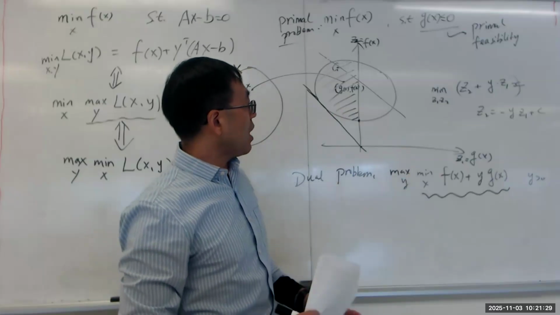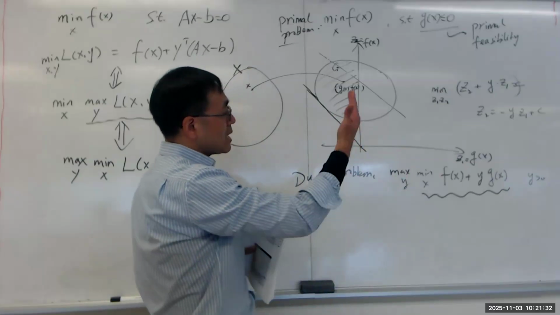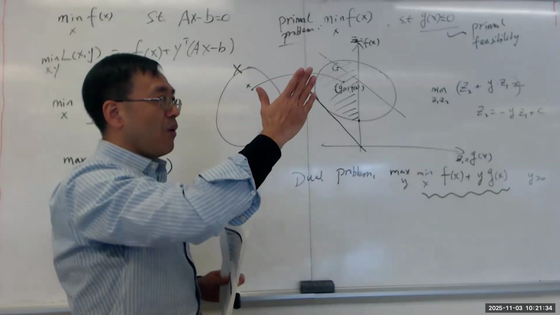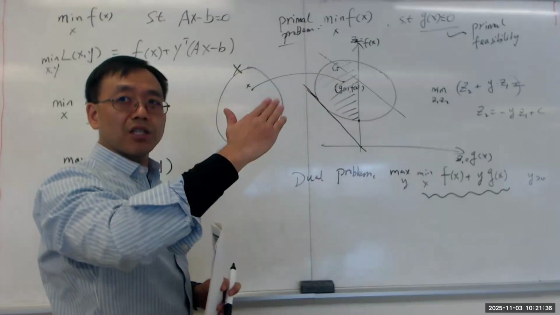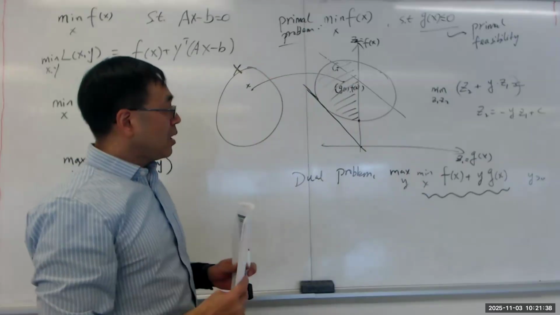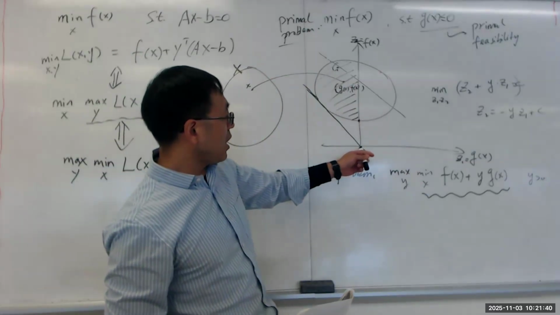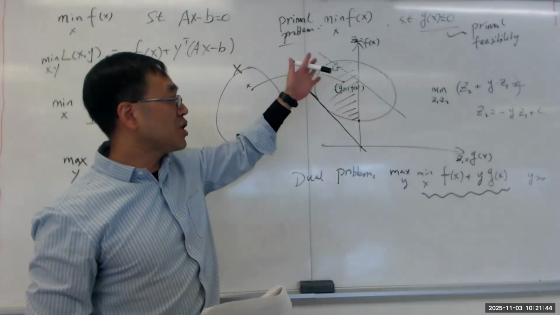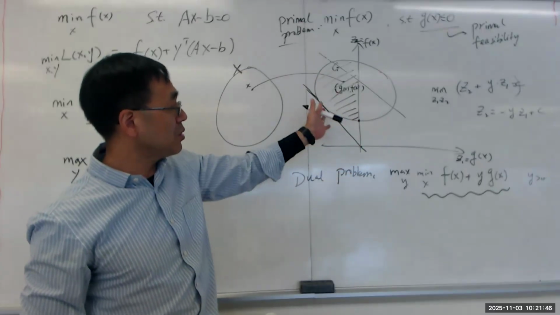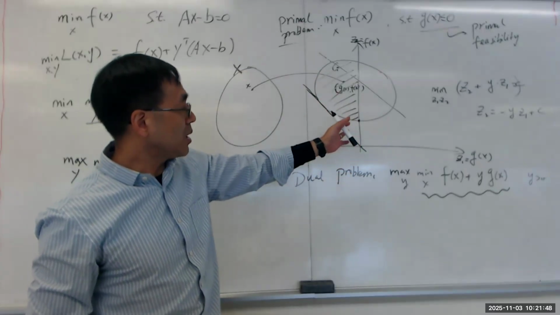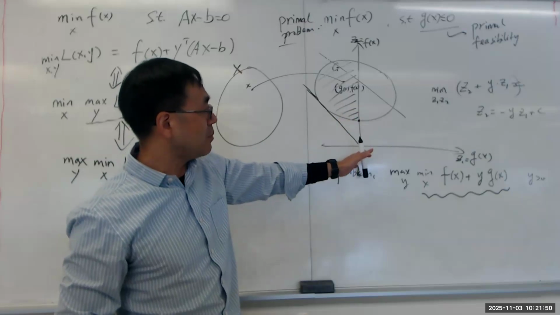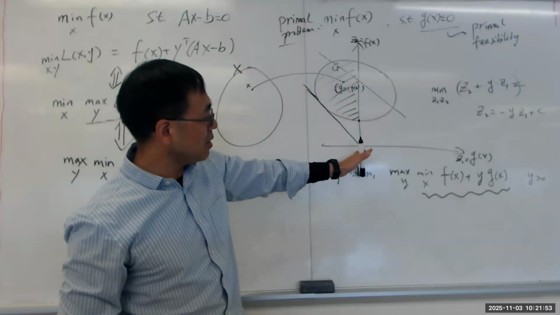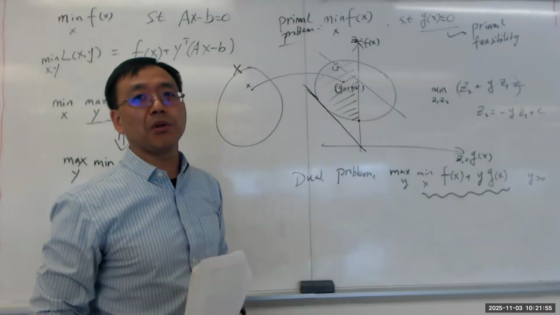So if you maximize over y, then you're basically tilting the line, you change the slope, right? By changing the slope, you want to make this value the largest. We're still tangent to the line, but since the intercept is negative, by making the intercept the largest, we find where that point can be.